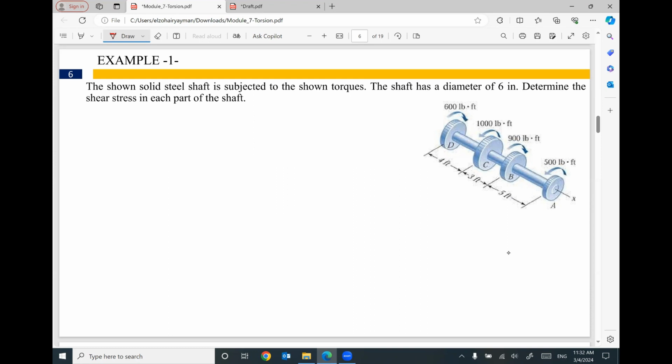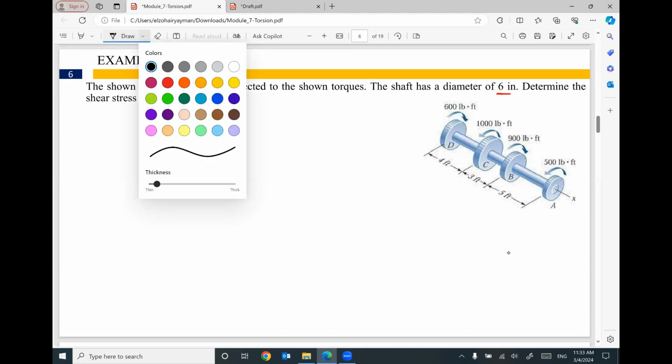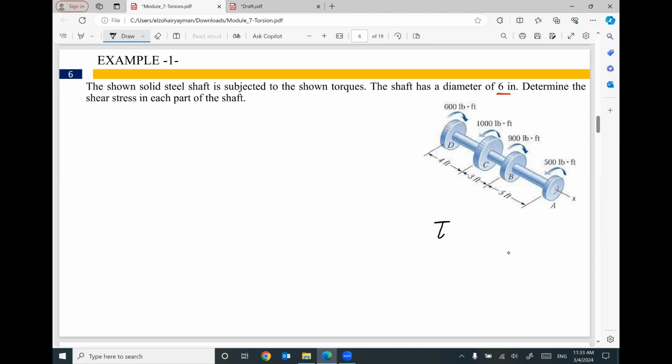Anyway, the shaft has a diameter equal 6 inch. We need to determine the shear stress in each part of the shaft. So before starting, the maximum shear stress in each part of this shaft equals the applied torque times c divided by J. The value of c, which is the radius of the cross section, will be 3 inch, since the shaft is a circle with a diameter of 6 inch. So the radius will be 3 inch.